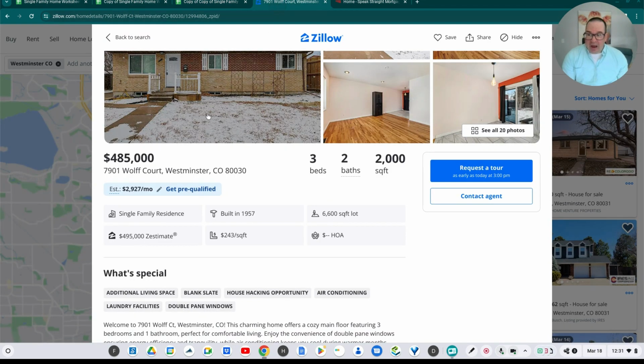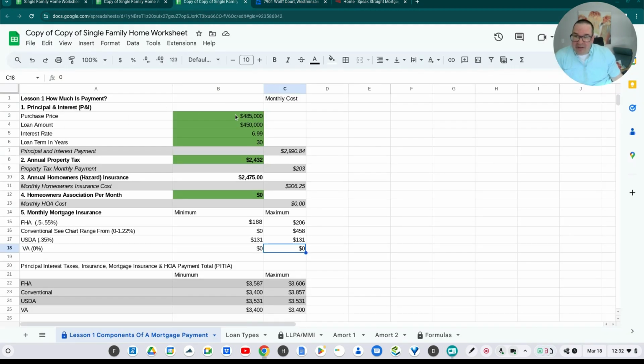So I pulled up this Zillow listing because I can easily show you where these things are to input into the worksheet. So in this case, we're taking this house, 790 Wolf Court. It's listed at $485,000. So if we go to our worksheet, just put in $485,000 in purchase price. Okay, now loan amount, I'm putting $450,000.